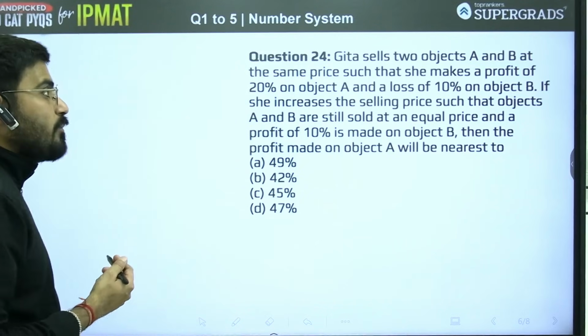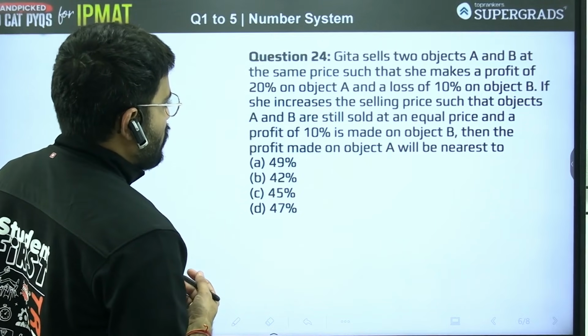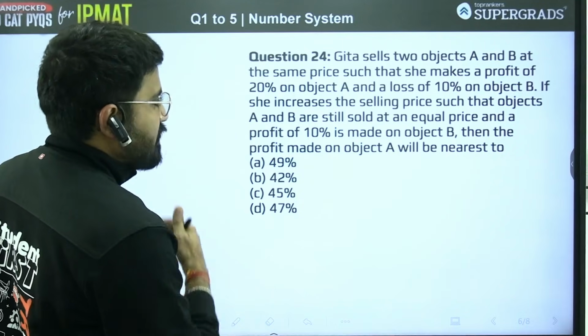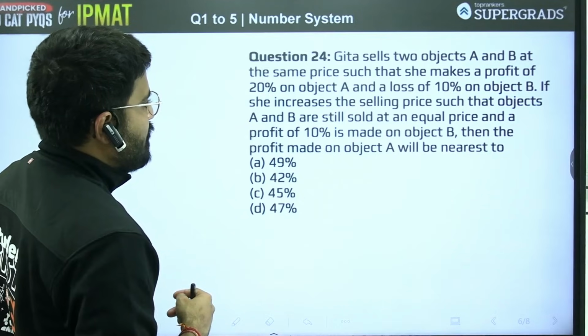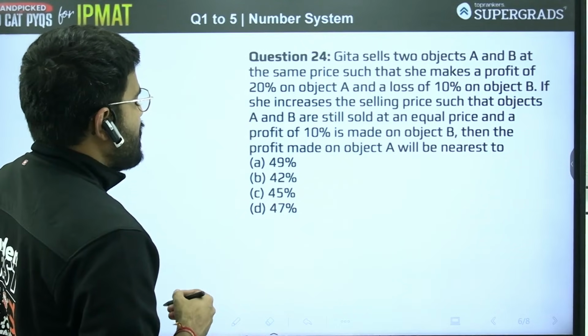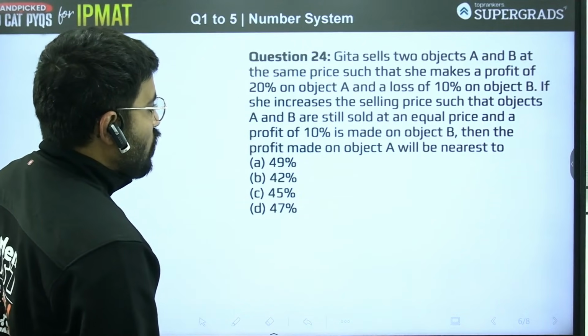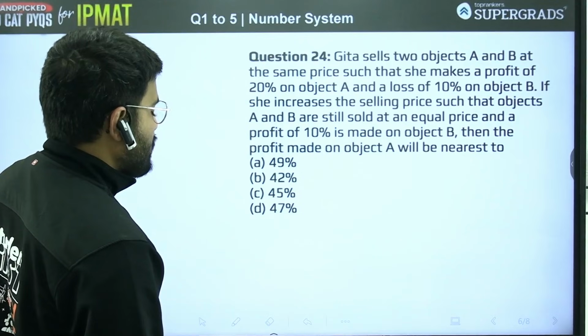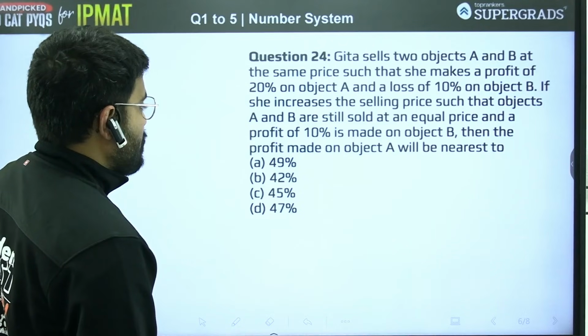Geeta sells two objects A and B at the same price such that she makes a profit of 20% on object A and a loss of 10% on object B. If she increases the selling price such that the object A and B are still sold at an equal price and a profit of 10% is made on object B, then the profit made on object A will be nearest to. So they are asking me what will be the profit percent.